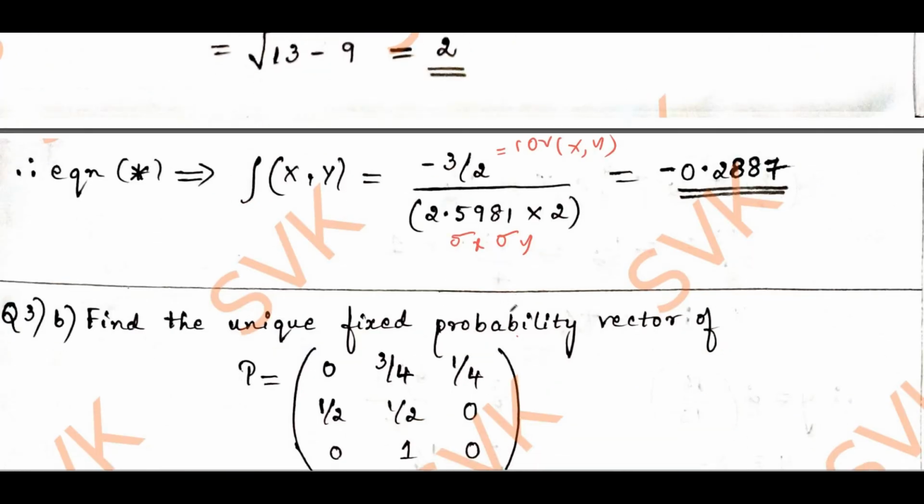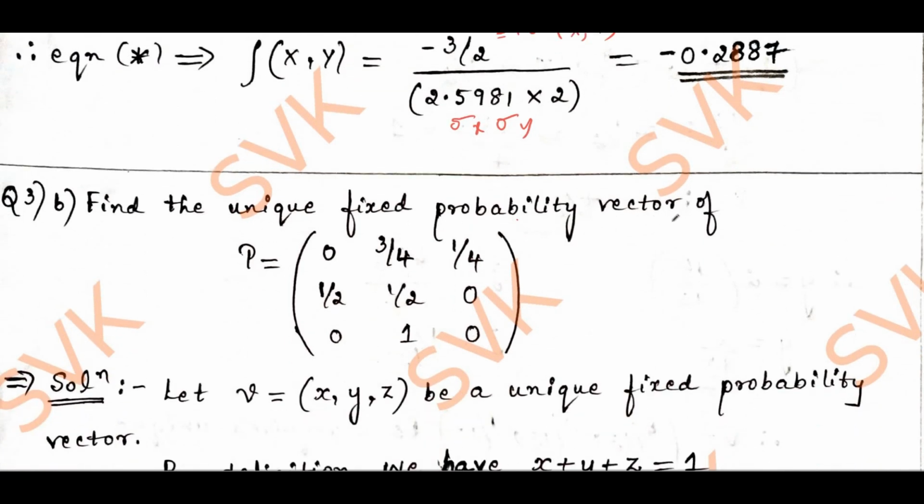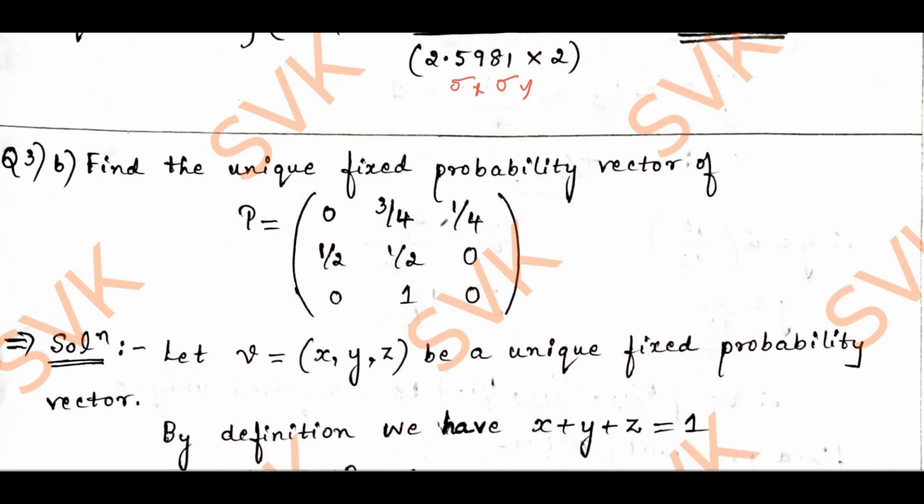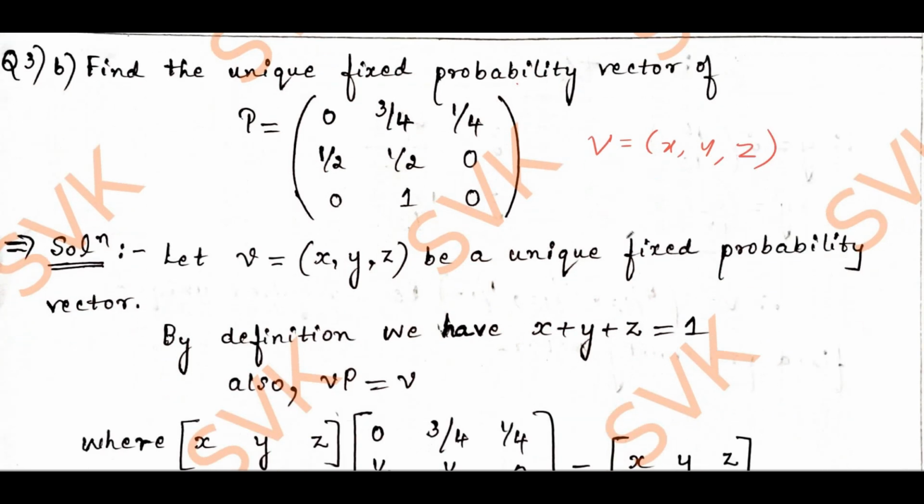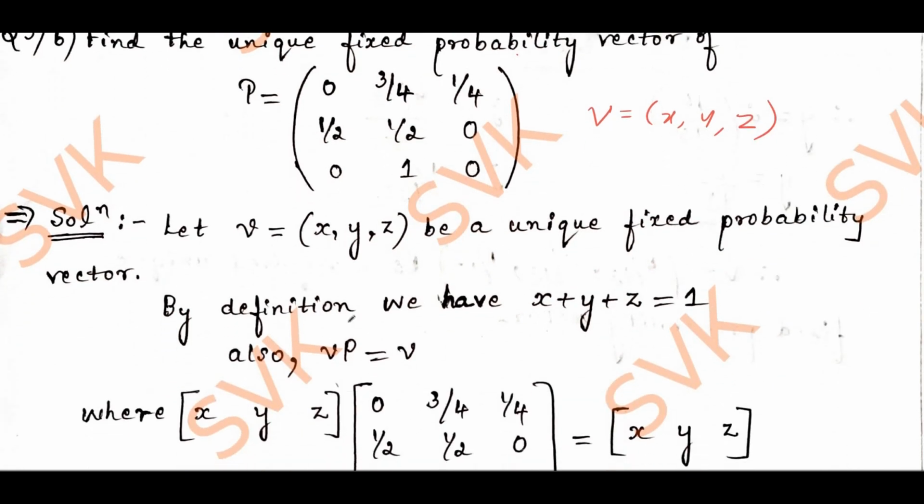Moving on to the next question, finding the unique fixed probability vector of P. I have explained this in my previous video. You can refer to my previous video to see how I have solved this. So I need to find the vector V, that is V of x, y, z. For that, I am applying the definition of probability vector. Considering this as a unique fixed probability vector, the sum of these values should be equal to 1.